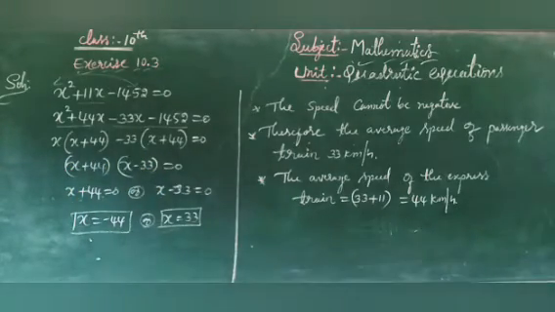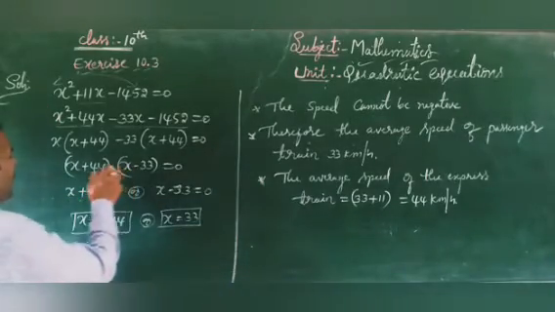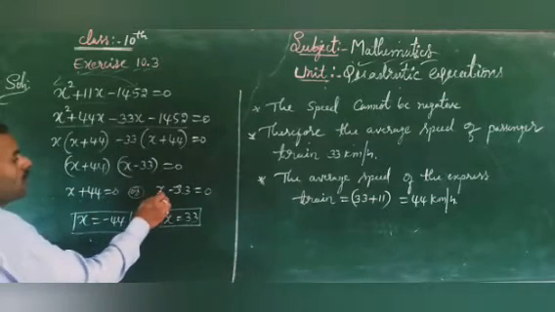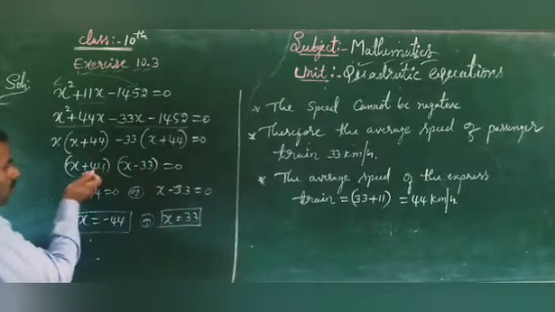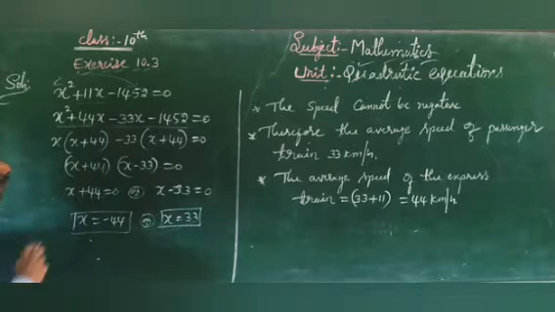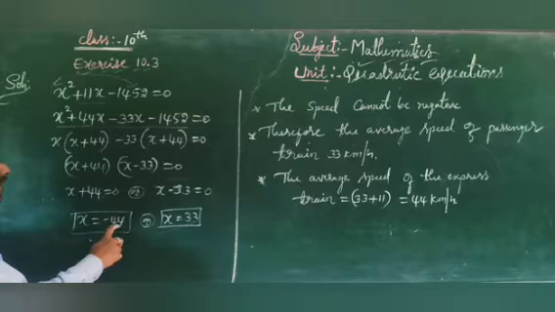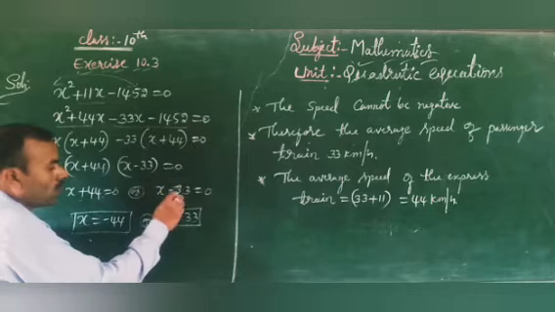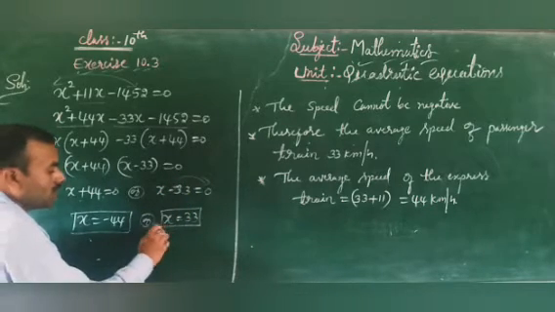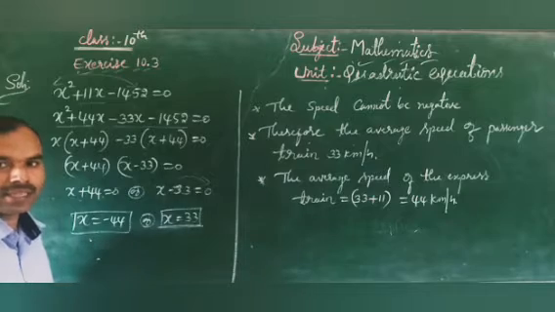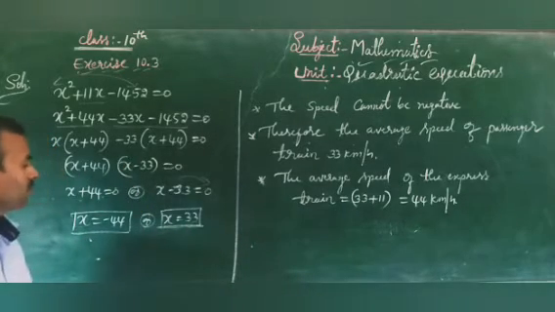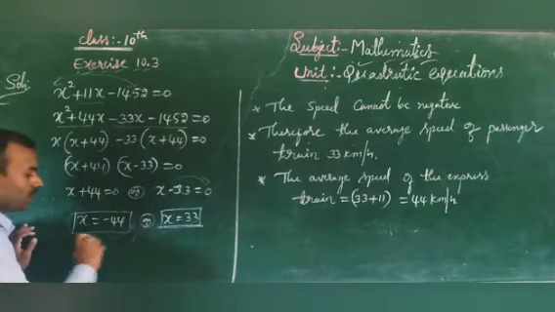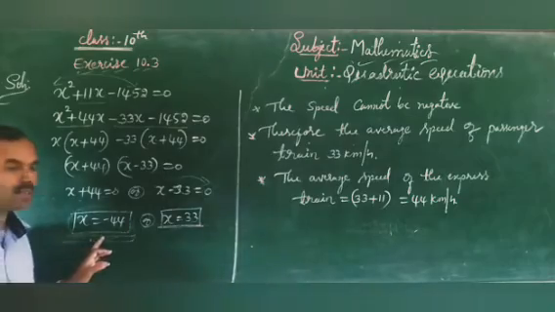Here x plus 44 and x minus 33 equals 0. So x plus 44 equals 0 or x minus 33 equals 0. Each equals 0. Transpose 44 to the RHS: x equals minus 44. Or x minus 33 equals 0; transpose 33 to the RHS: x equals plus 33. Here minus 44 is negative, so we have not taken it.